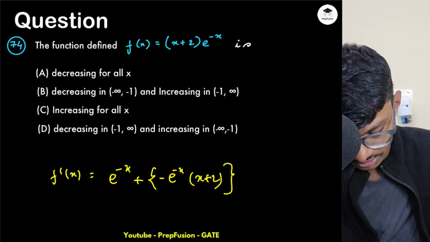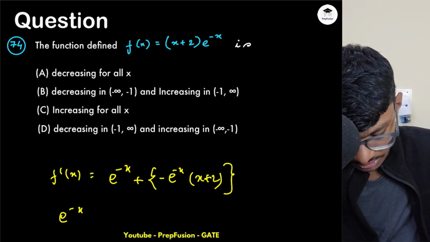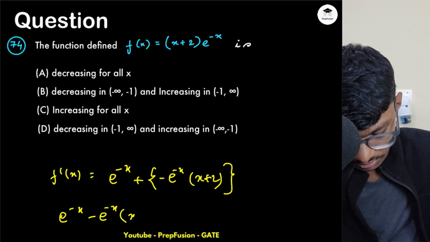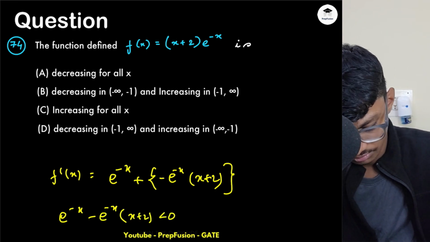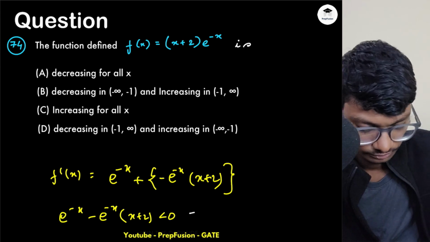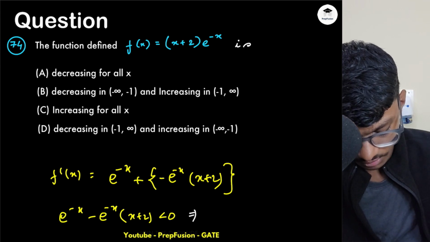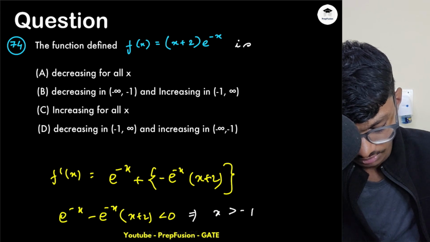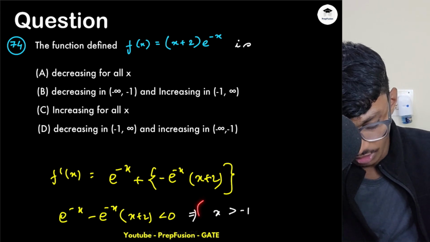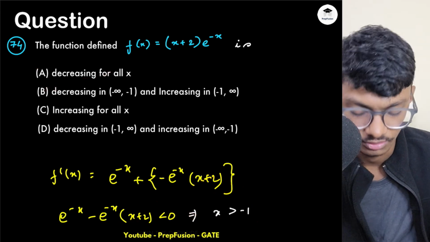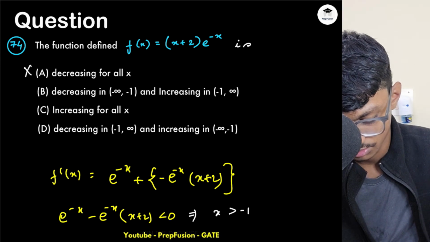So I can equate this with less than 0. So x plus 2 is greater than 1, x is greater than minus 1. No, this is not the case, right? Only when my x is greater than minus 1, this is decreasing, and not for all x. So this first option is gone.